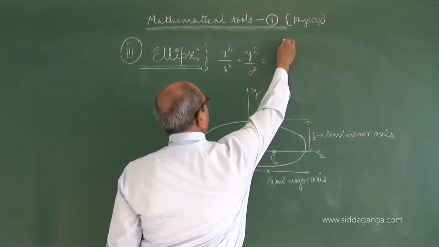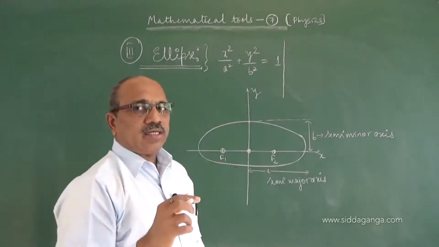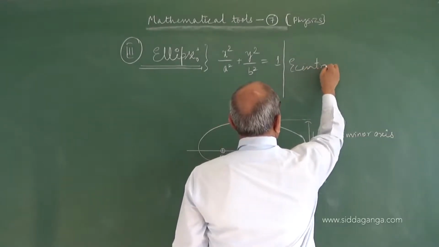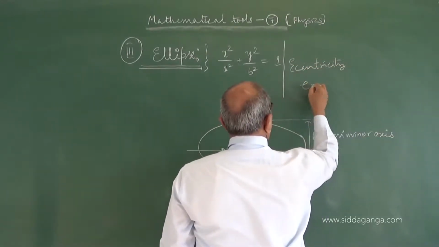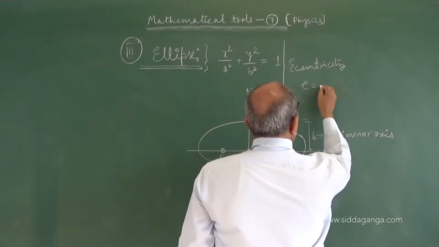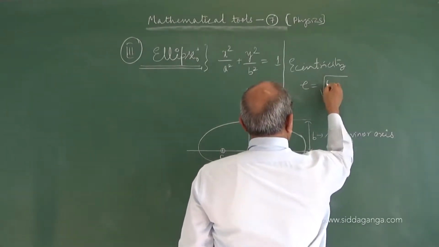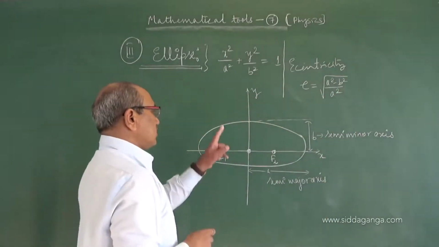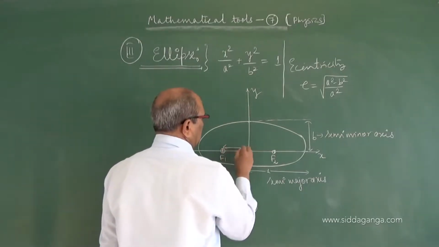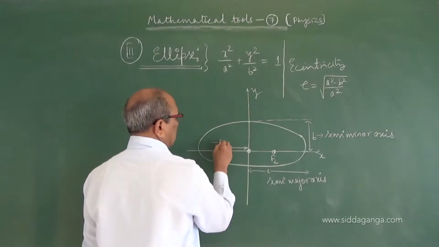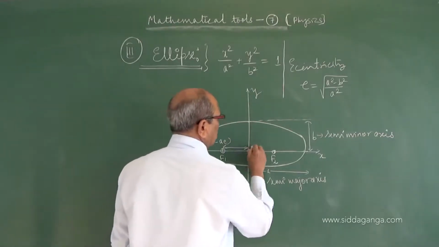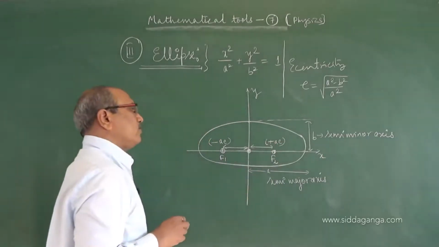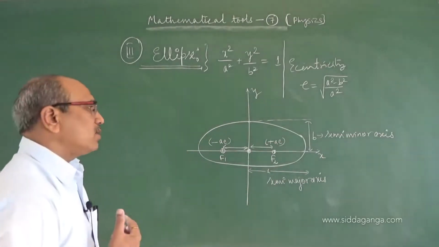Along with this we define a term, the eccentricity of the ellipse, given by root of a square minus b square by a square when a is higher. Related to this eccentricity we can write this as minus AE, the distance, and this is plus AE, which gives you the curve. This knowledge you have to remember.